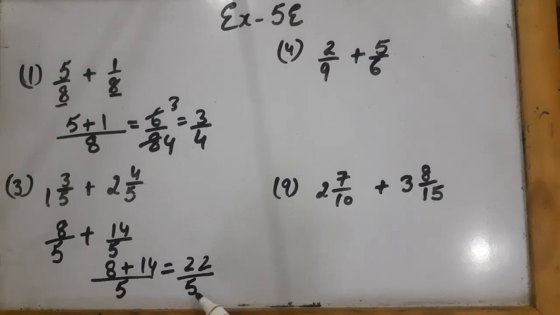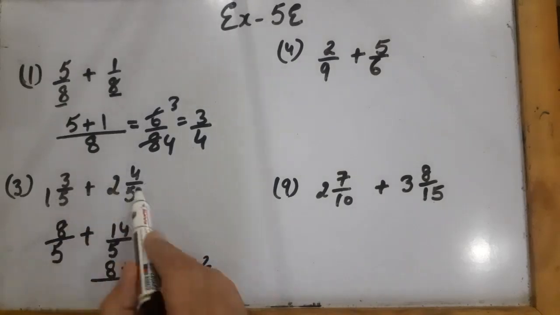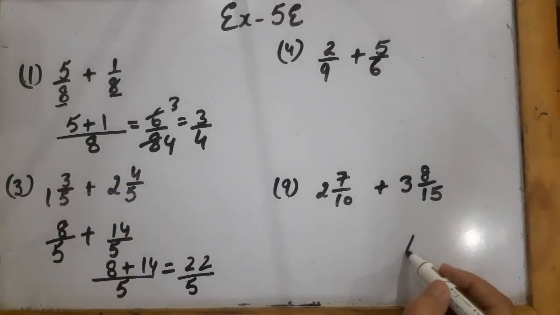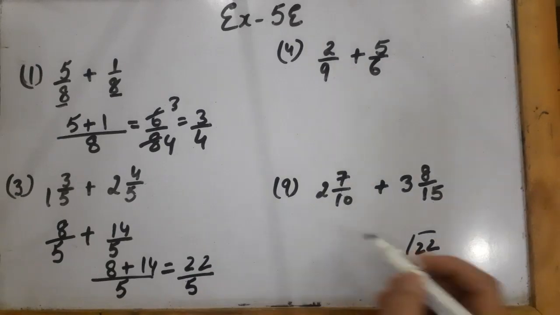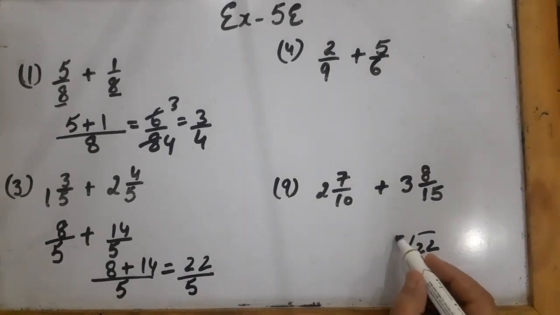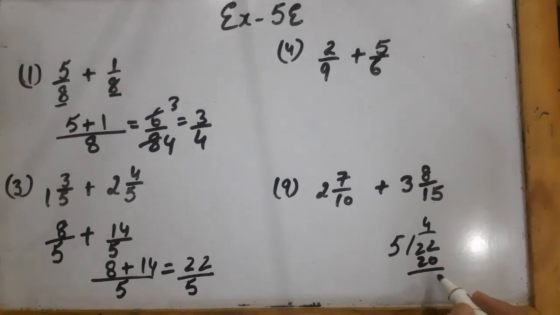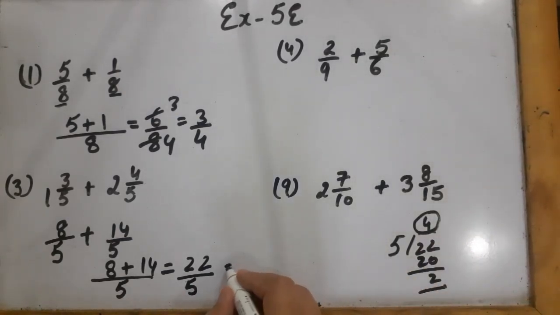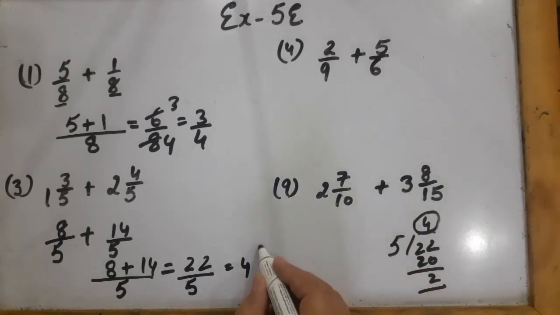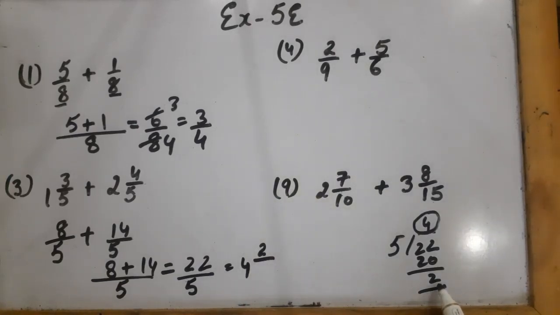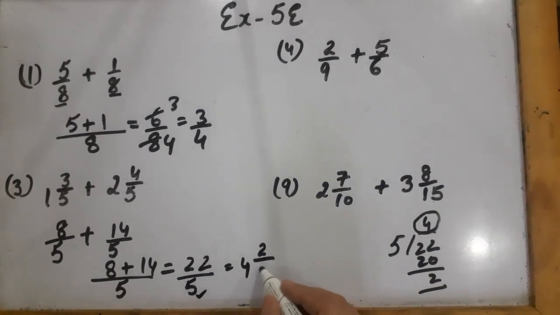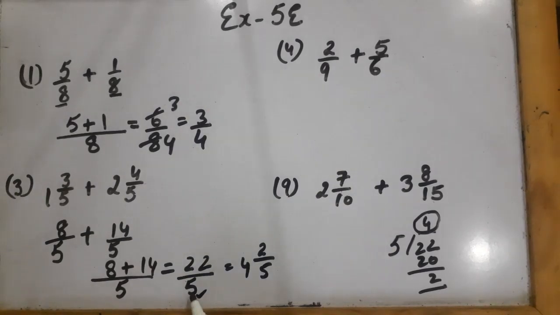Now because this is an improper fraction, I will convert this into a mixed fraction, because my question also was in mixed fraction. And how do we convert into mixed fraction? By dividing 22 divided by 5. 5 fours are 20, 2 is the remainder. So this quotient 4 will become the whole number. This remainder 2 is the numerator, and the denominator remains the same. So this improper fraction I'll convert into mixed fraction.